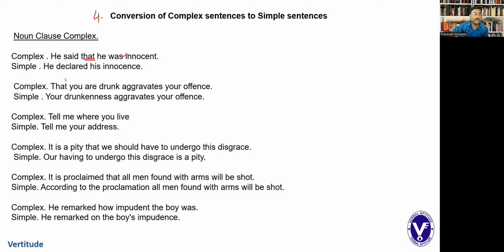That you are drunk aggravates your offense. Your drunkenness aggravates your offense. Right? Tell me where you live. Where is a relative pronoun. Tell me your address. It is a pity that we should have to undergo this disgrace. Our having to undergo this disgrace is a pity. It is proclaimed that all men found with arms will be shot.